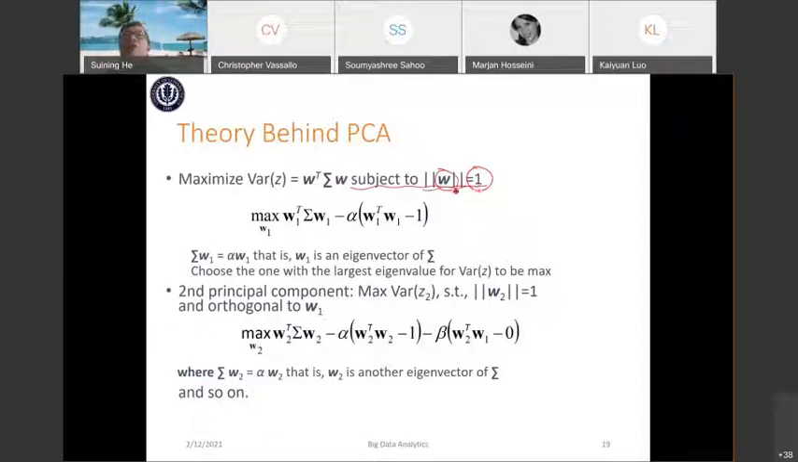If you know something about optimization, we can use the so-called Lagrange multiplier to solve this kind of optimization problem. That is, we will convert it into a form that tries to maximize the objective function minus alpha times the constraint here. Please be aware these are all theory. It's not required in our class, but it is provided here to help you better understand why we are using the eigenvector for PCA.